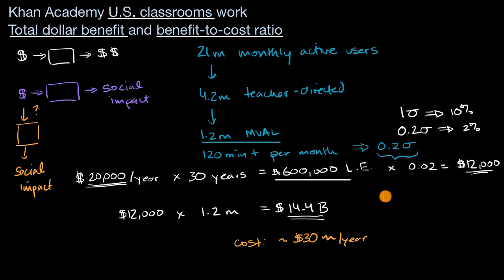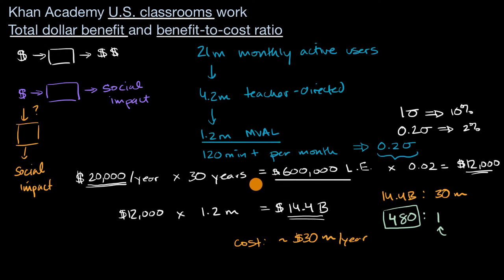So what is the benefit to cost ratio? Well, it's going to be 14.4 billion to 30 million, which is the same thing as 480 to 1. So one way to think about it is every $1 invested in Khan Academy's U.S. classroom work has a total dollar benefit of $480. Now, some of you might be saying, this is great. This is a lot of impact using very conservative estimates.